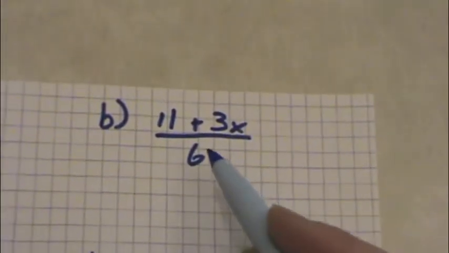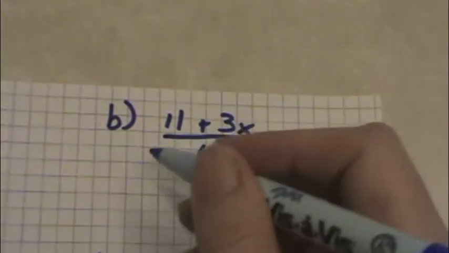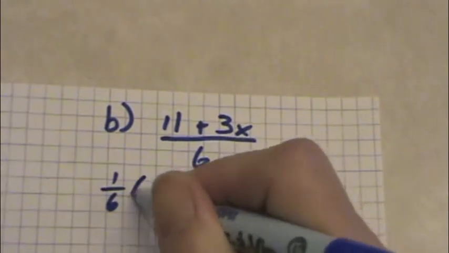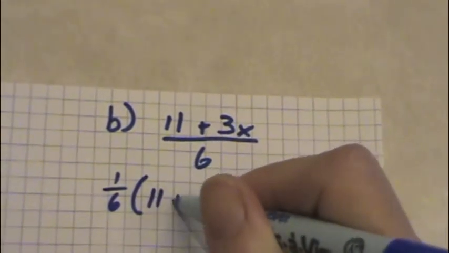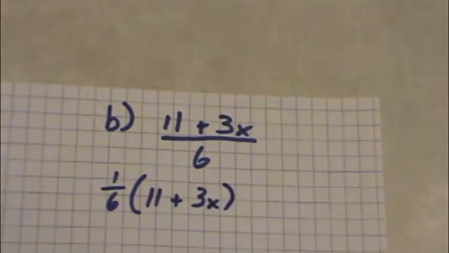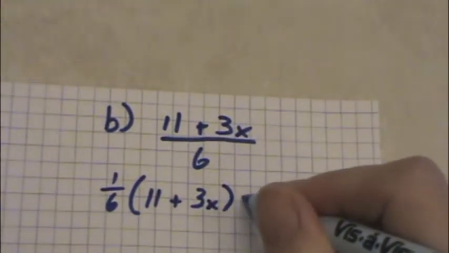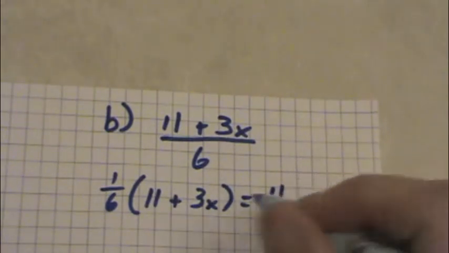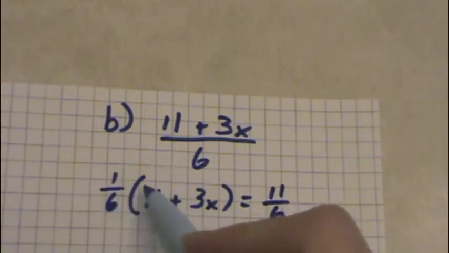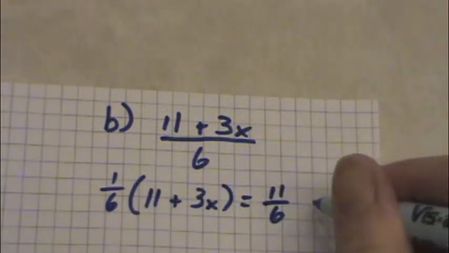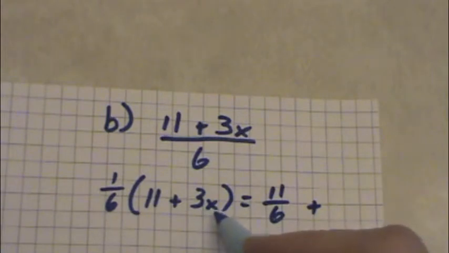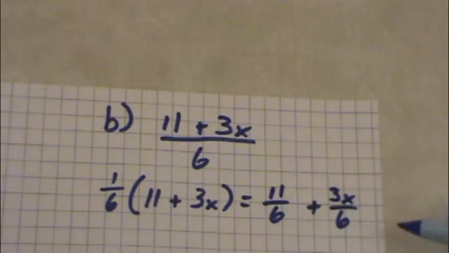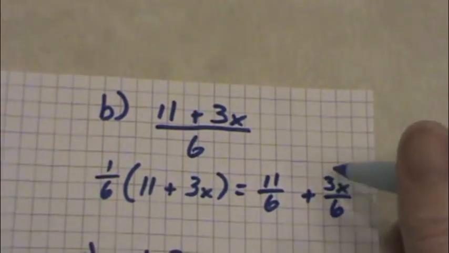Now, with letter B, (11 + 3x)/6, the way they showed in the book was take out the 1/6 and multiply the whole thing times 11 + 3x. So that will be equal to 11/6, because now we're going to distribute this 1/6. So 1/6 times 11 is 11/6. 1/6 times 3x is 3x/6. But yay, it's our lucky day, we can actually reduce that.